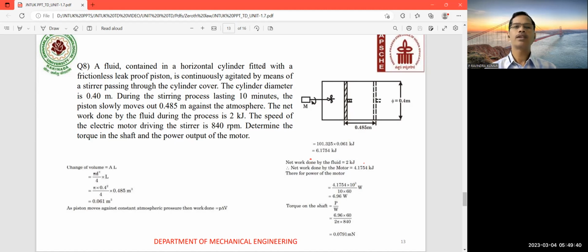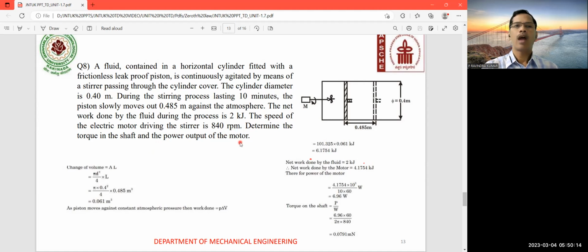The cylinder diameter is 0.40 meter. During the stirring process lasting 10 minutes, the piston slowly moves out 0.485 meters against the atmosphere. The net work done by the fluid during the process is 2 kilojoules. The speed of the electric motor driving the stirrer is 840 RPM. Determine the torque in the shaft and power output of the motor.